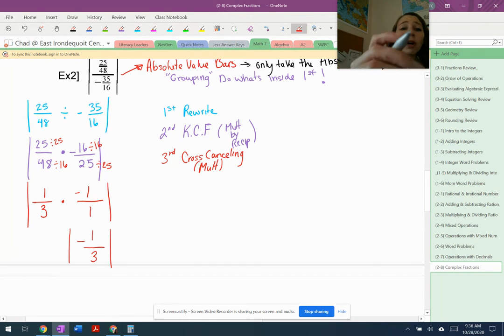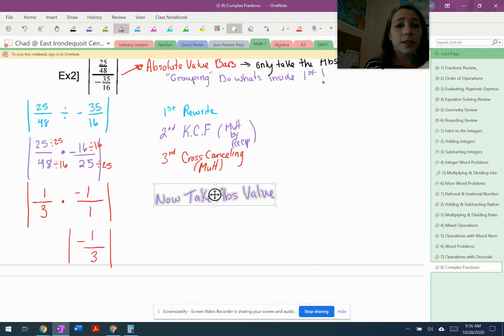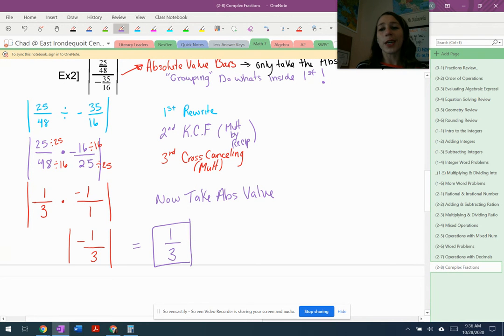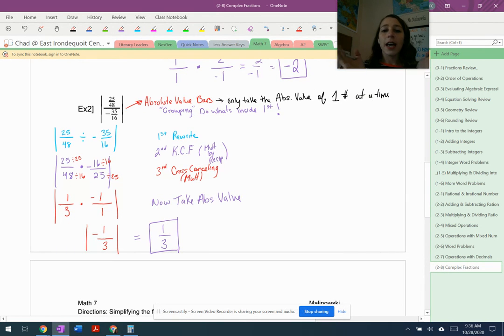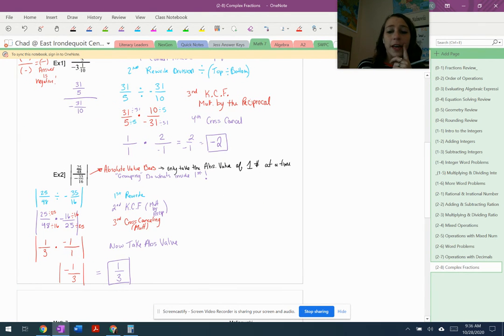Now that I have one single number under here, now I can take the absolute value of it. And the absolute value of negative 1/3 is equal to a positive 1/3. So our final answer here, I'm going to move this up, ends up being positive 1/3 because we can't have a negative distance, and that's what absolute value is all about. So there you have it, ladies and gents.